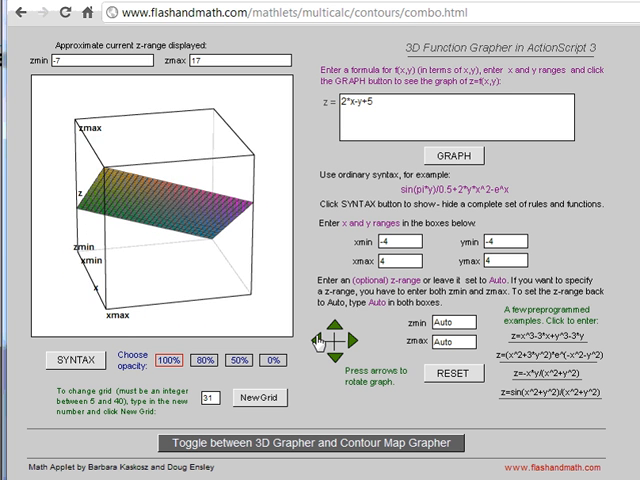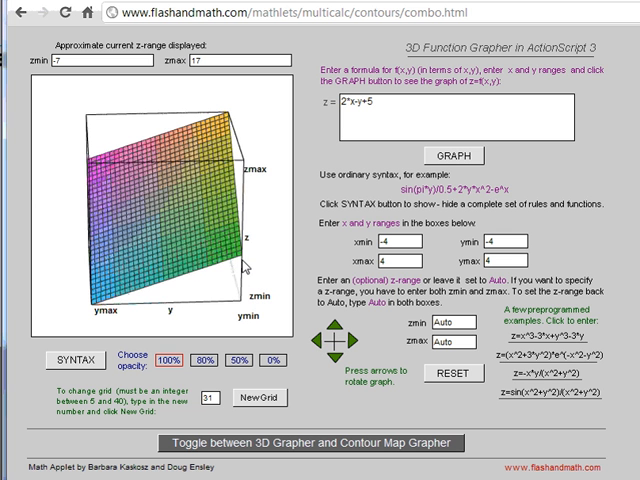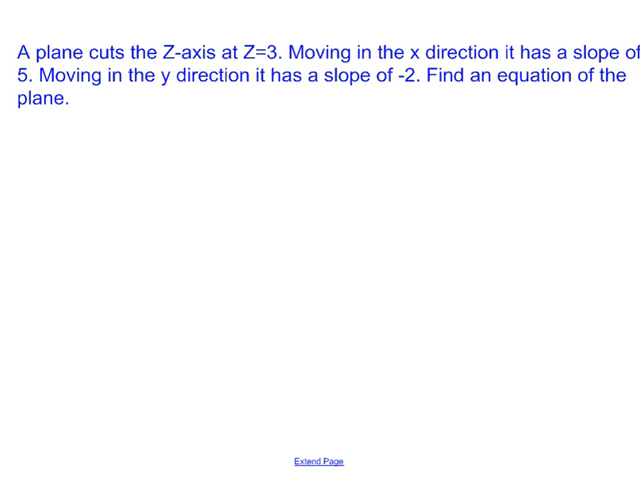If I keep x fixed and I just look at my y value, here's my z-intercept, and notice that I've got a negative slope in the y-axis. This is positive y. So as my y is increasing, my z is going down, and that is because of my negative slope there. Okay, so let's have you try one of these problems. Here it is. Take a second, pause the video, and see if you can get an answer for this.